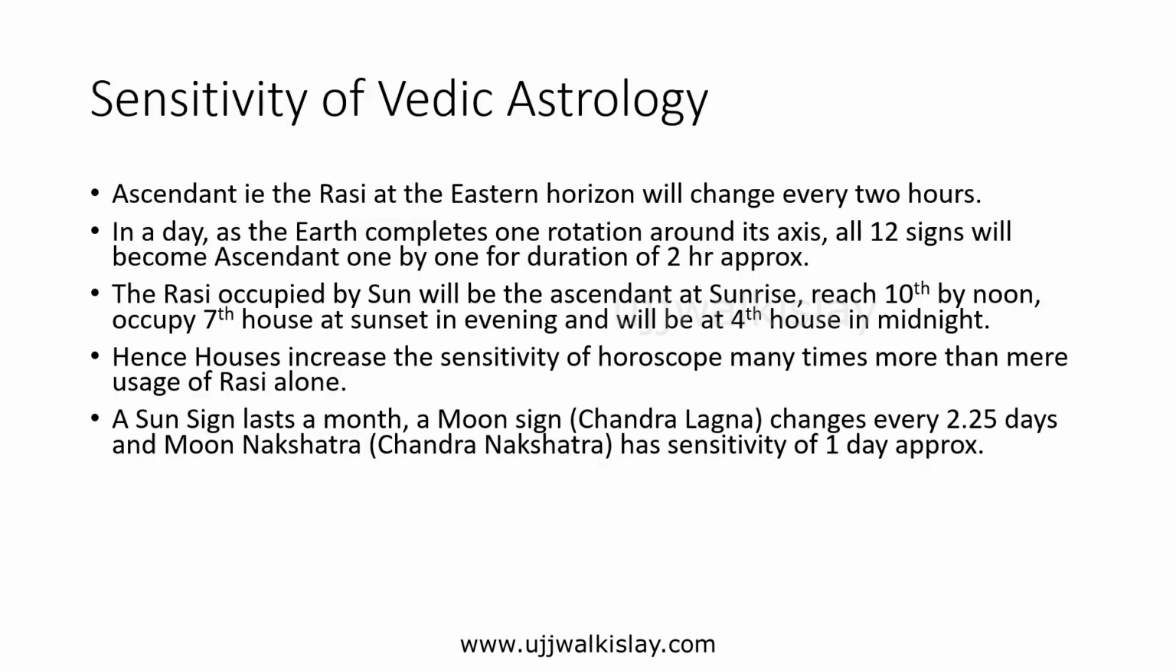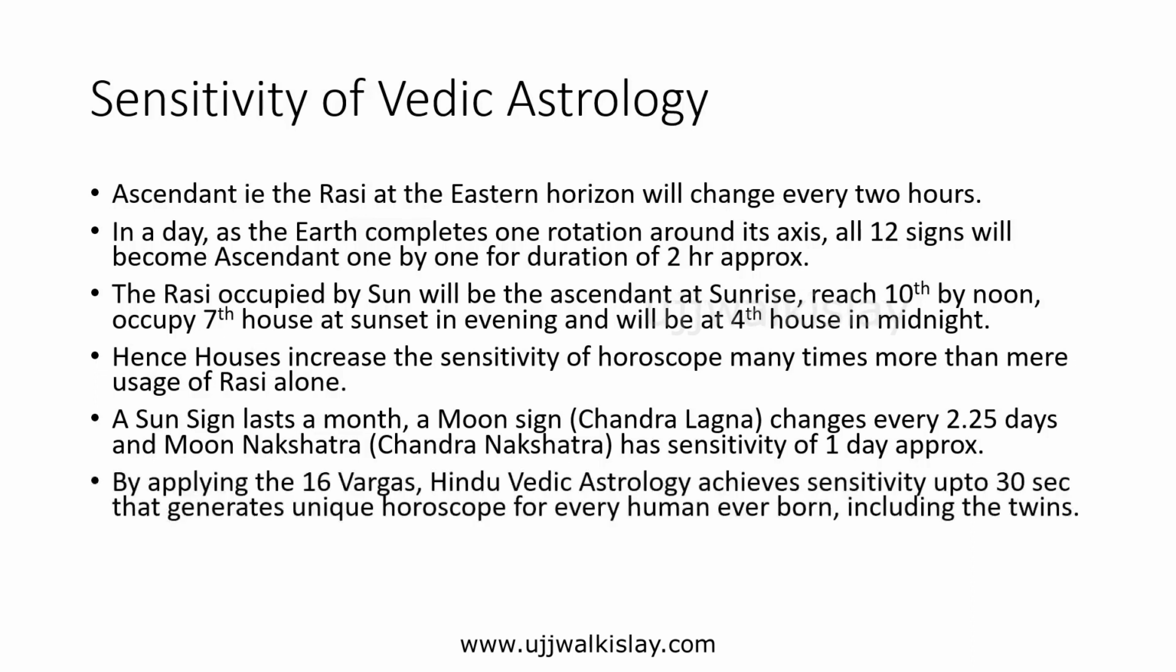A sun sign lasts a month. A moon sign changes every 2 and a quarter day, whereas a moon nakshatra has sensitivity of 1 day approx. By applying the 16 Vargas, Hindu Vedic astrology achieves sensitivity up to 30 seconds. That generates unique horoscope for every human ever born, including the twins. Nadi Amsals can produce even higher sensitivity.